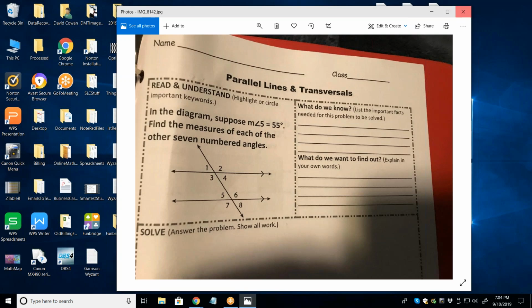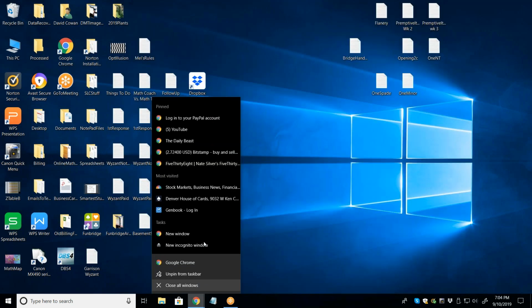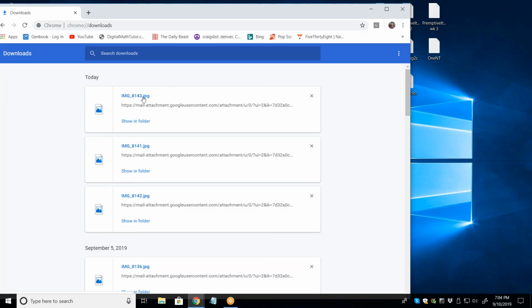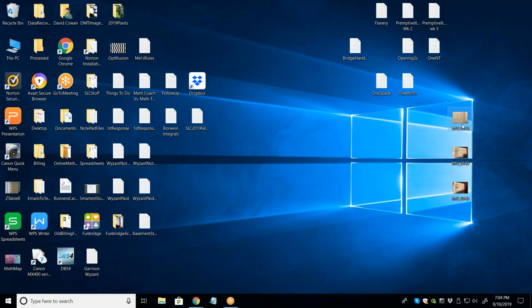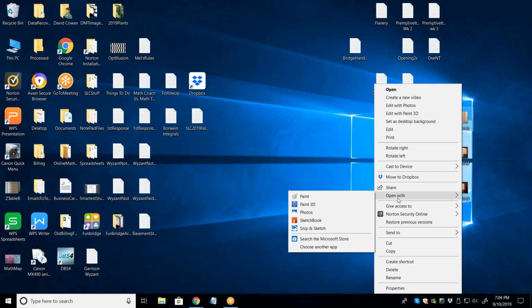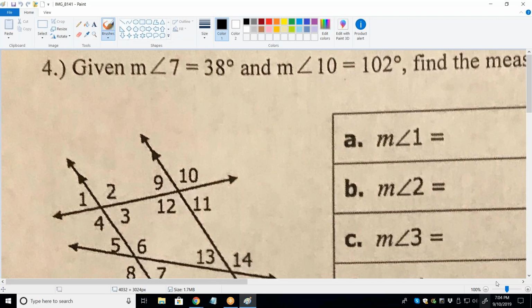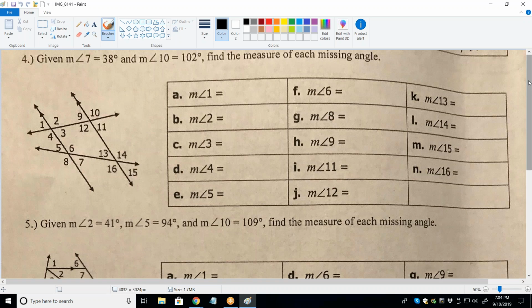Close that one out. So those 3 are 41, 42, and 43. Now we open that one with paint. All right. Starting with 4? Yeah.